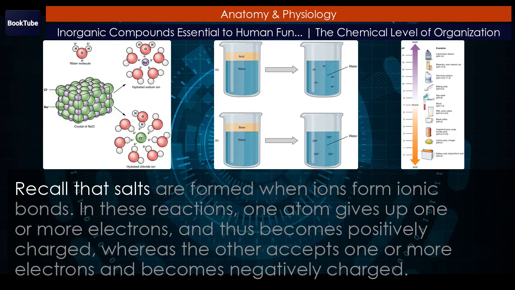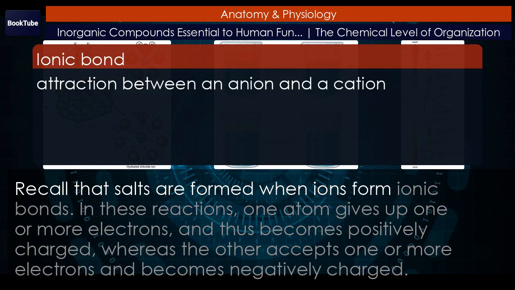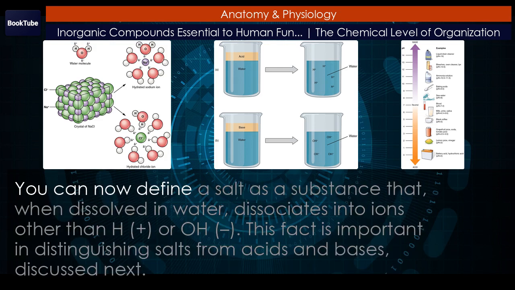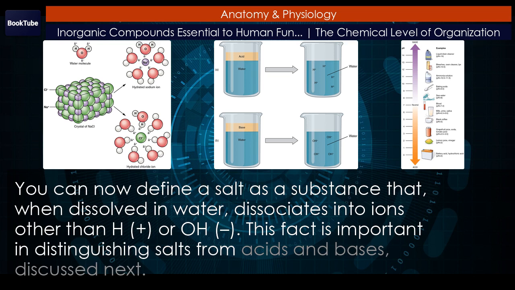Recall that salts are formed when ions form ionic bonds. In these reactions, one atom gives up one or more electrons, and thus becomes positively charged, whereas the other accepts one or more electrons and becomes negatively charged. You can now define a salt as a substance that, when dissolved in water, dissociates into ions other than H+ or OH−. This fact is important in distinguishing salts from acids and bases.